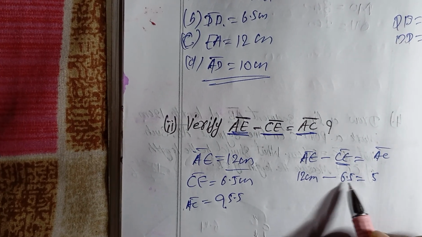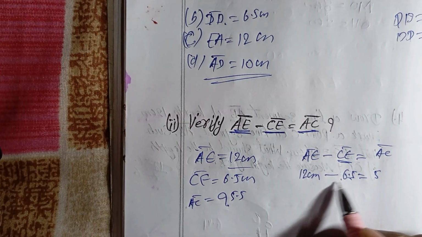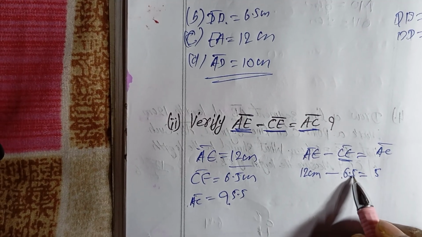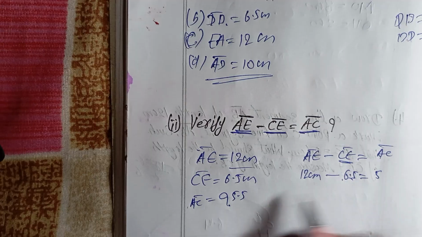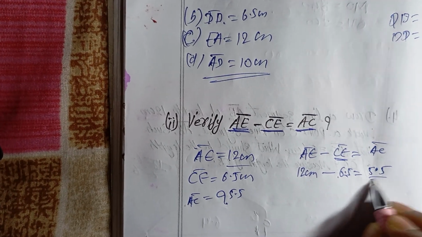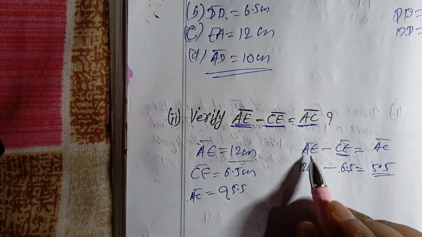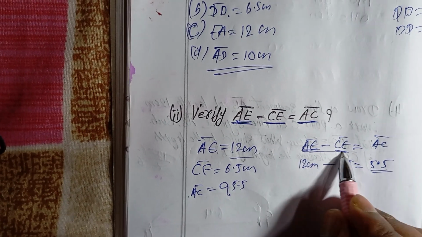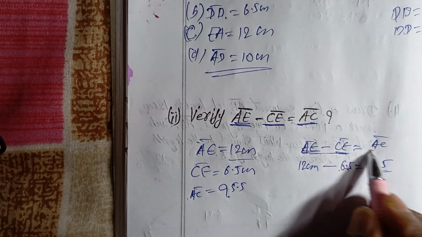So if you subtract in this one, it's going to be 6.5. Then it's going to be 10 ones. Okay, so it's going to be the same, only 5.5. It's what is left: 5.5. Now if you subtract CE from AE, it is equal to AC.